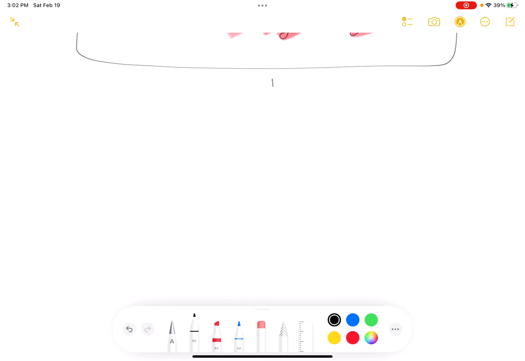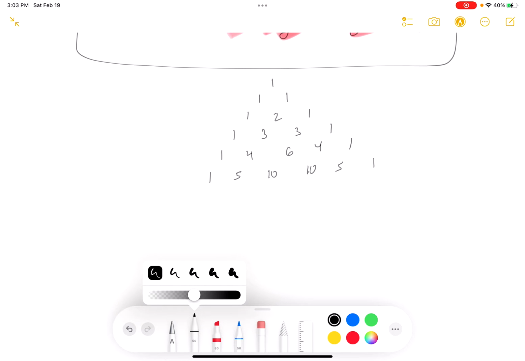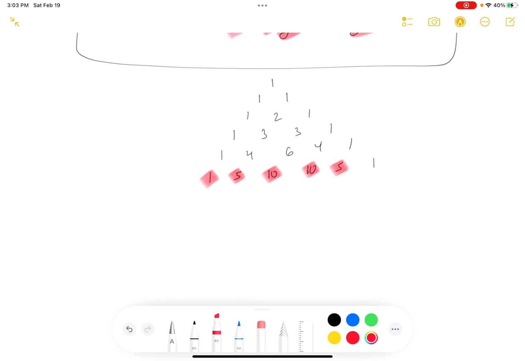So one, one, one, one, two, one, three, three, one, four, six, four, one, 5, 10, 10, 5, and 1. All right? So we're at the level where we need to be. And my question is, what are we doing? We're doing a fifth degree binomial expansion. All right? So I'm going to write this down, what we're going to do, and then I'll write down what the coefficients are. And this is going to be 1, 2, 3, 4, 5, 6 terms now.